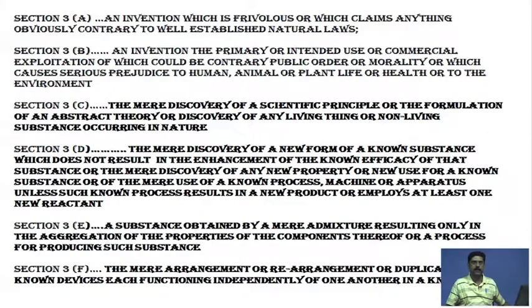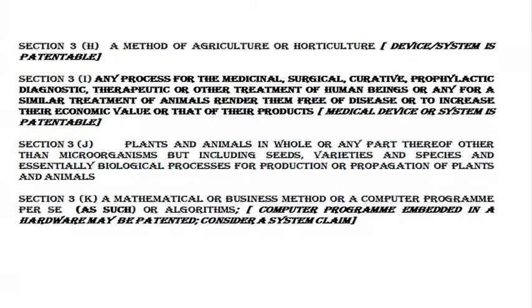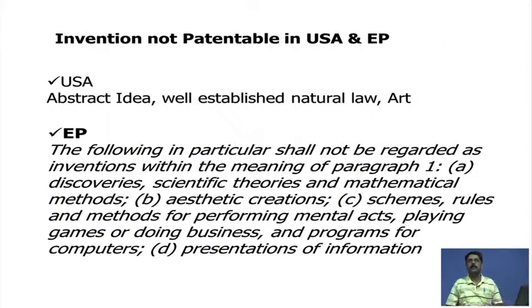Similarly, the subject matters I have been repeating here, just read all those things, are referred to in Section 3 of the Indian Patent Act. I am now clearly spelling all those things out here. These are not patentable in India. All those things I referred to already, and how they can be made patentable I have also explained. Now in respect of the USA, they say abstract ideas, well-established natural laws and art are not patentable. In EP, the following are not patentable: discoveries, scientific theories, mathematical methods, aesthetic creations, schemes, rules, methods of performing mental acts, playing games, business methods and programs, presentation of information. These are not patentable inventions.